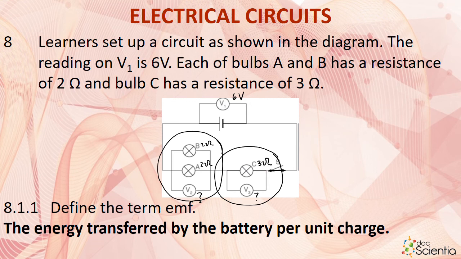Nou, ons het een probleem. Wie kan vir my sê wat is die probleem? We don't have the current strength. But can we calculate the current strength? Okay, so that's where you're going to start because you know the total potential difference of this circuit. Wat is die totale potentiaalverskil van hierdie stroombaan? 6 volts. Do we know the total resistance of the circuit? Ja, want ons het nou net R parallel uitgewerk. So what will the total resistance be? 1 plus 3, né? So 4 ohm.